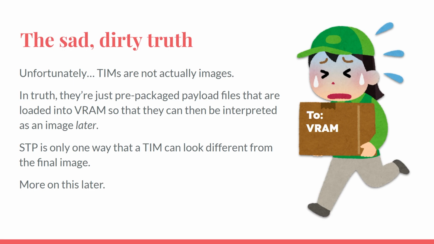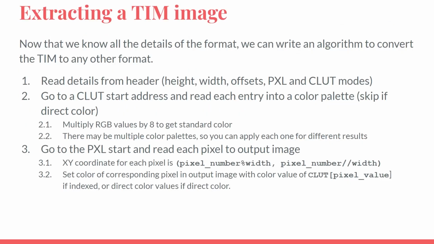One way is the STP bit. We talked about how the semi-transparency processing can be on or off, or it could be in different modes. But that's really only one way. There are actually more ways that a TIM can actually look different from how we expect it to. We'll talk more on it later. But for now, let's pretend that everything's going to work out just fine. Let's actually just extract the image.